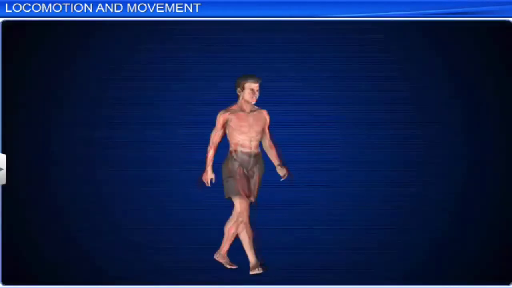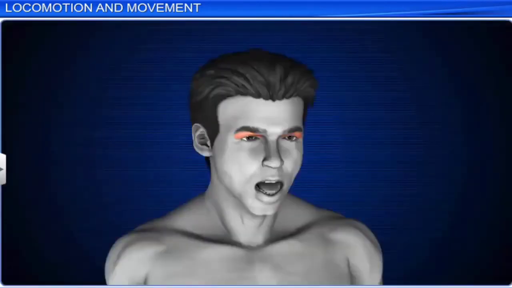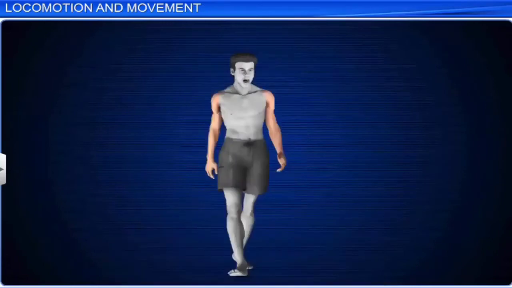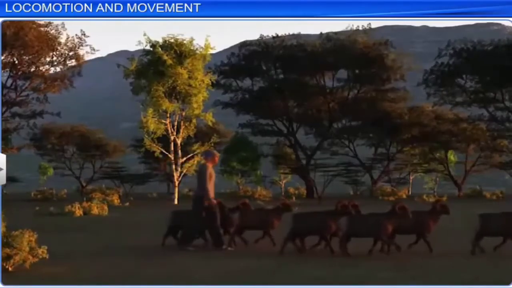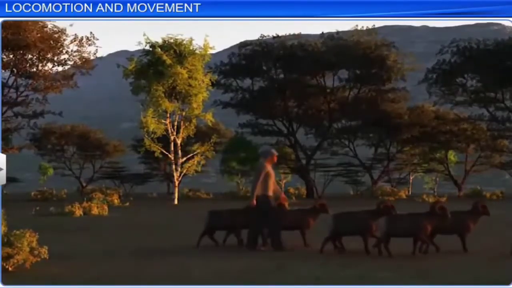while many others are able to move their eyelids, tongue, jaws, hands, and legs. Sometimes, movement may result in a change of location or place. Such voluntary movement is called locomotion.